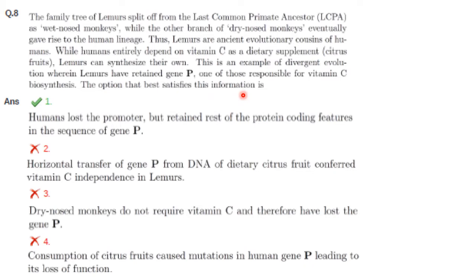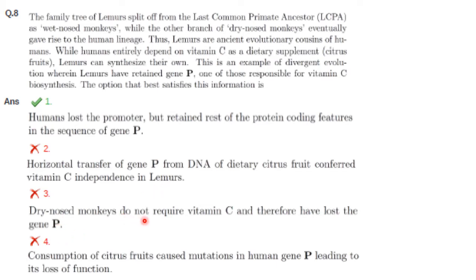Then we need the option that best satisfies the information. So option 2, if you see, they have given horizontal gene transfer of gene P from the DNA of dietary citrus fruit conferred vitamin C independence in lemurs. Horizontal gene transfer or lateral gene transfer is the movement of genetic material between unicellular and or multicellular organisms other than by the transmission of DNA from parent to offspring. It is said in the question that it is an example of divergent evolution where lemurs retained the gene P from the ancestor and humans lost it. So option 2 is not correct.